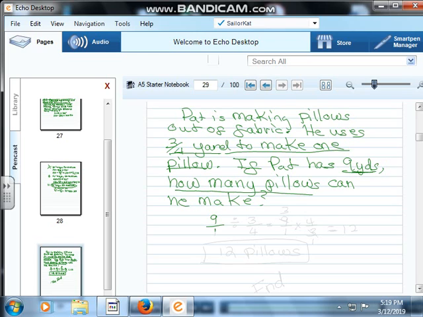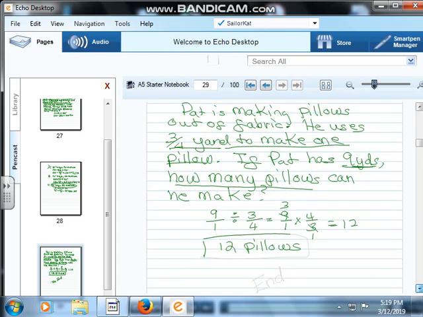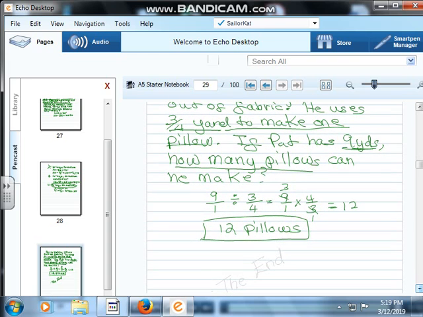So 9 over 1, remember a whole number goes over 1, divided by 3/4. That is equal to keep, change, flip. We can cross cancel, and our answer is 12. So 12 pillows. Does that make sense? Yes, it does. And so now we can see that this problem works with division. He has this big amount of yards. He's going to have to divide each 3/4 yard by it.